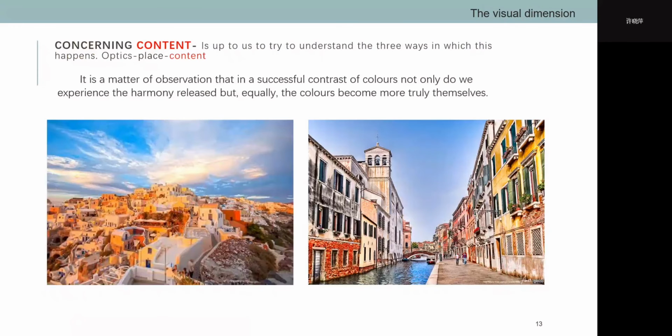It's a matter of observation that there is a successful contrast of colors. Not only do harmony and expansion recede, but equally the colors become more truly themselves.